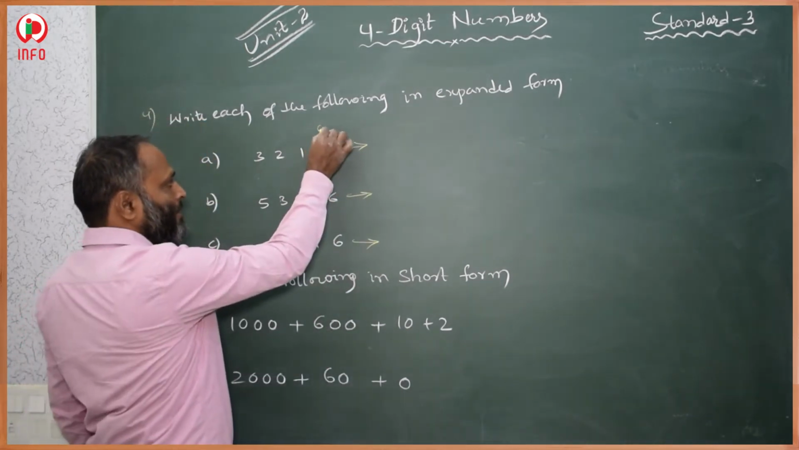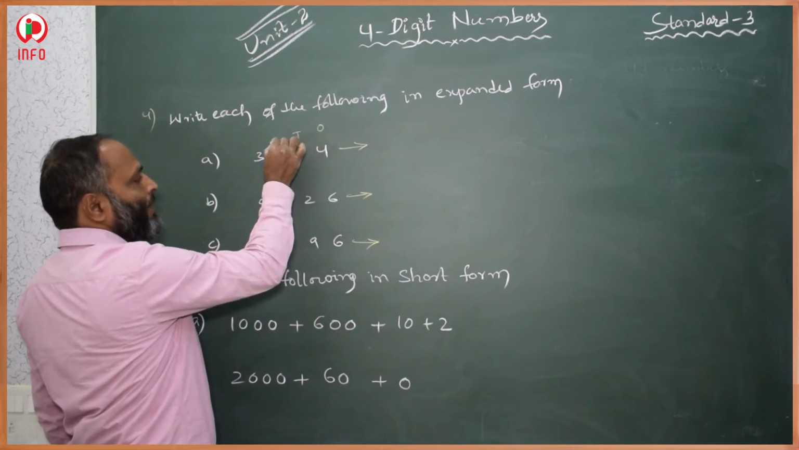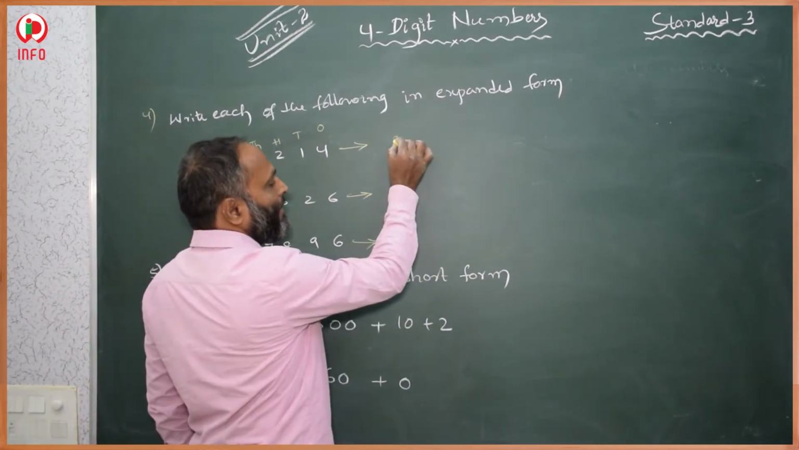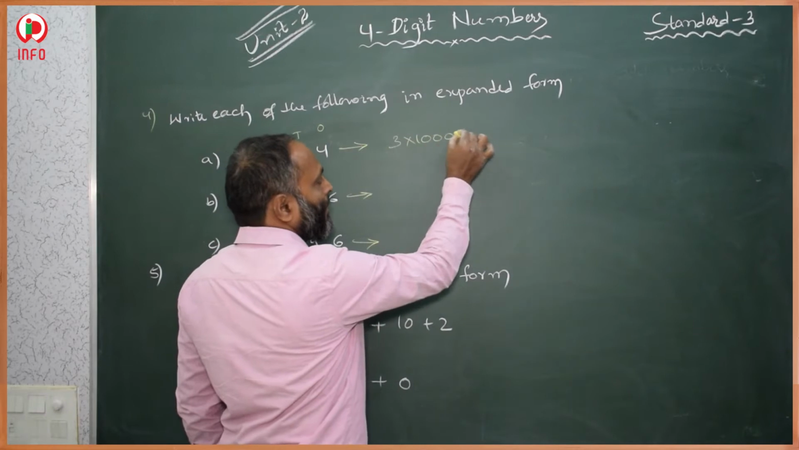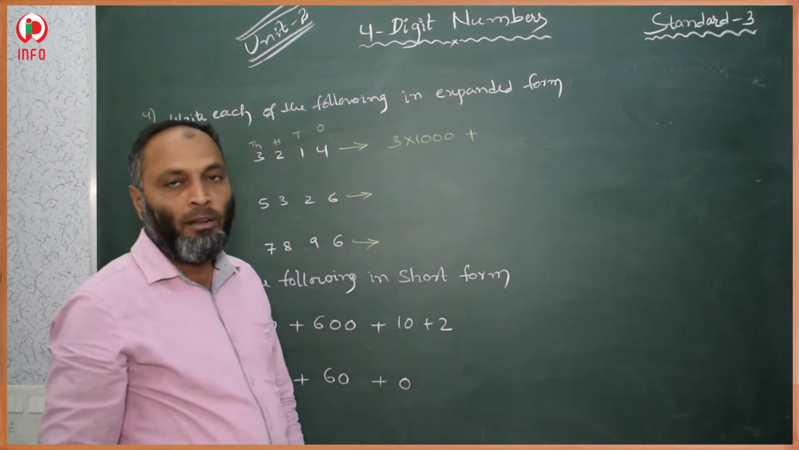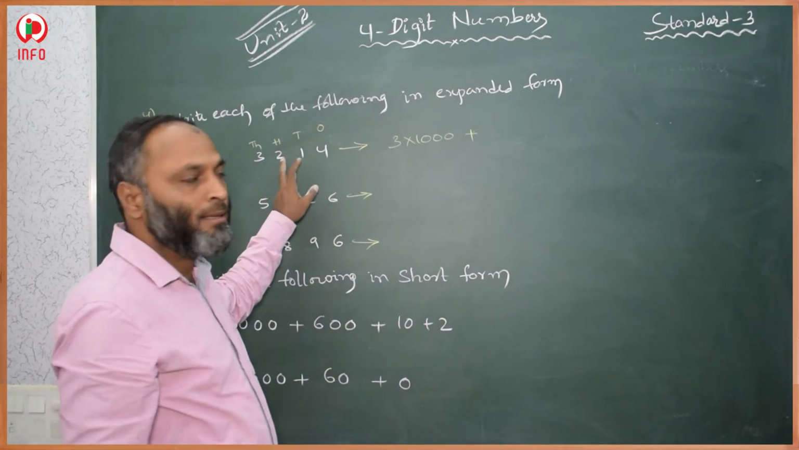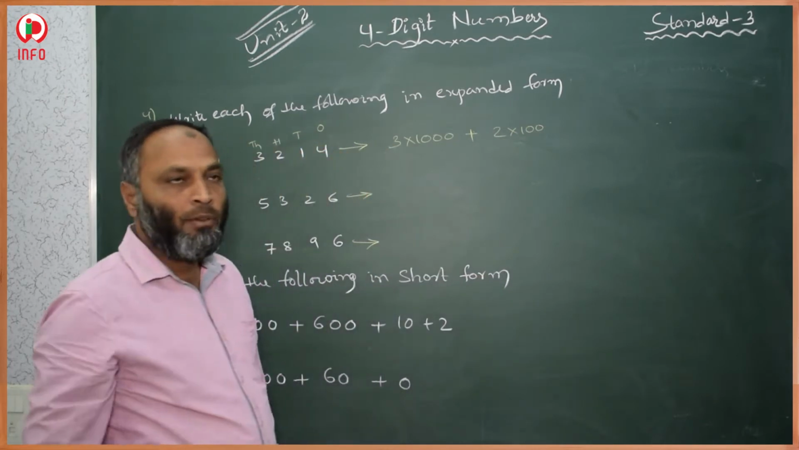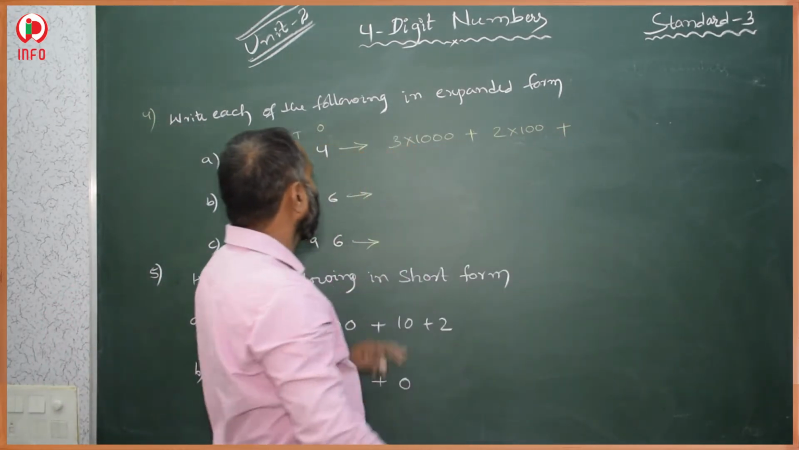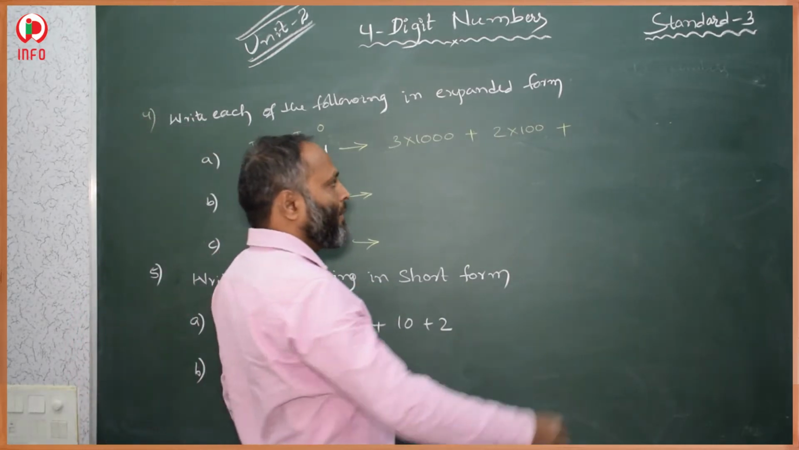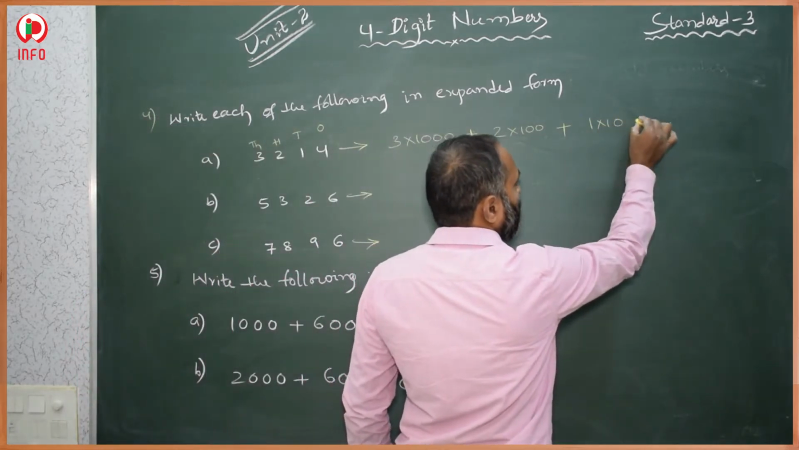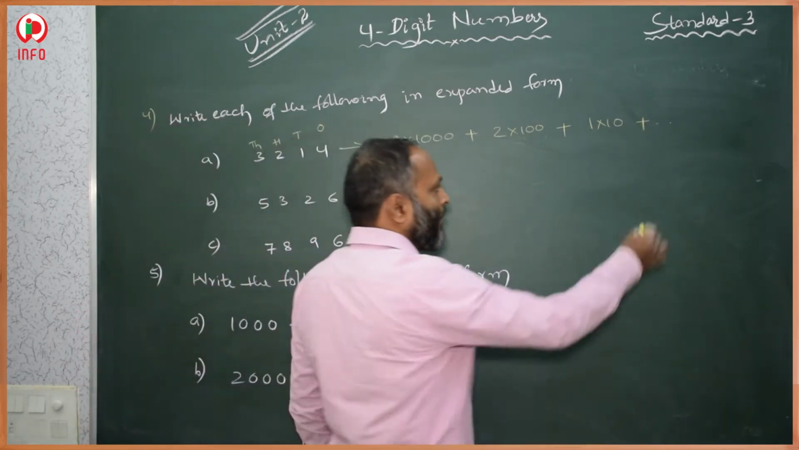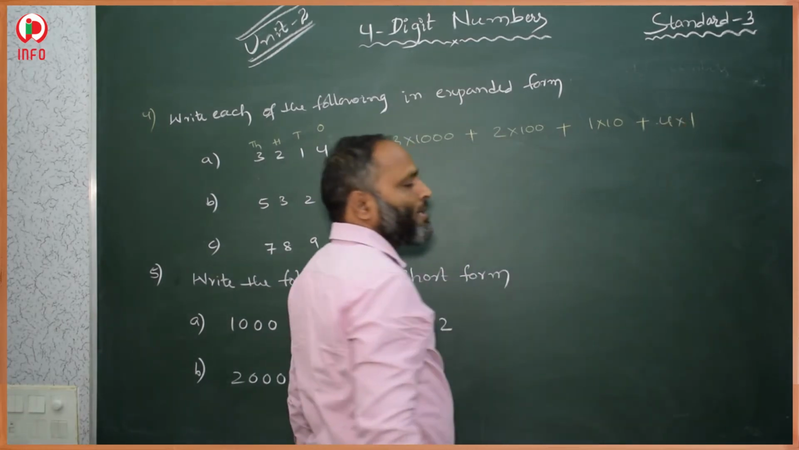This is ones place, this is tens place, this is hundreds place, this is thousands place. 3 is in thousands place, so we take 3 into 1000. Then 2 is in hundreds place, so 2 into 100. Then 1 is in tens place, that is 1 into 10. And 4 is in ones place, that is 4 into 1. This is the expanded form.